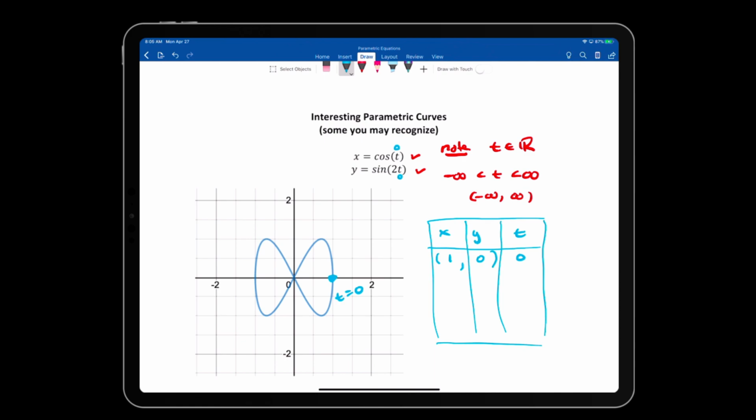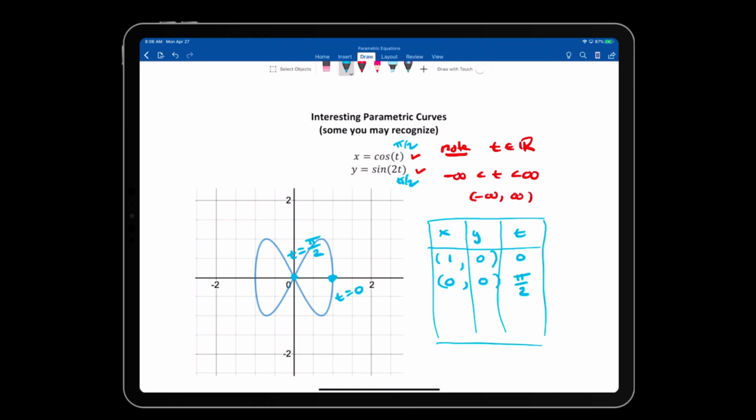Now I'm going to do it in such a way that, let's say, t is going to be pi over 2 now. I wonder what's going to happen. If I plug in t being pi over 2, we get cosine 90 degrees, cosine pi over 2. Cosine 90 degrees is 0, so the x-coordinate is 0. And what's the y-coordinate? Well, sine of 2 times pi over 2 is sine pi. I think that's also 0. And sure enough, we're now at the origin, and this happens here when t is pi over 2.